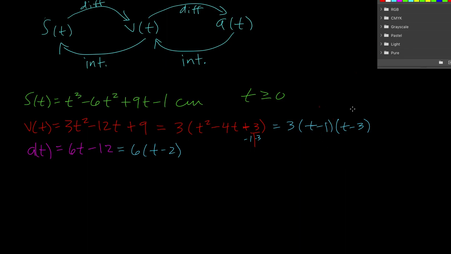Okay. And so if we set up a sign diagram for velocity, we're going to have a 1 and a 3. And we pick our values, so 0, 2, 4 for different regions. If we plug in a 0, this is positive. Plug in a 0 here, we get negative. Negative times negative is positive. Plug in a 2, that's going to be positive. Plug in a 2 here, that's going to be negative. And so overall it's negative. Plug in a 4, positive. Plug in a 4, positive. Positive times positive is positive. So there's our velocity sign diagram.